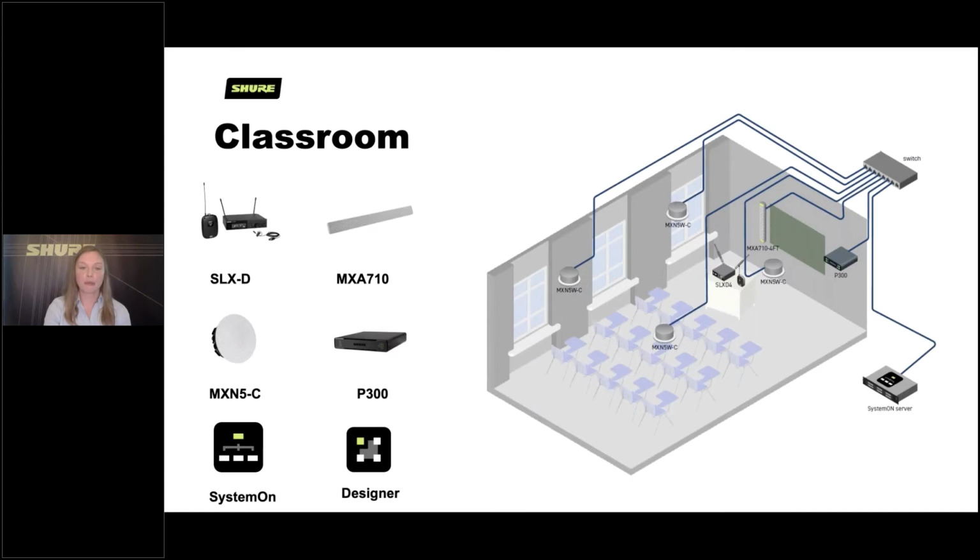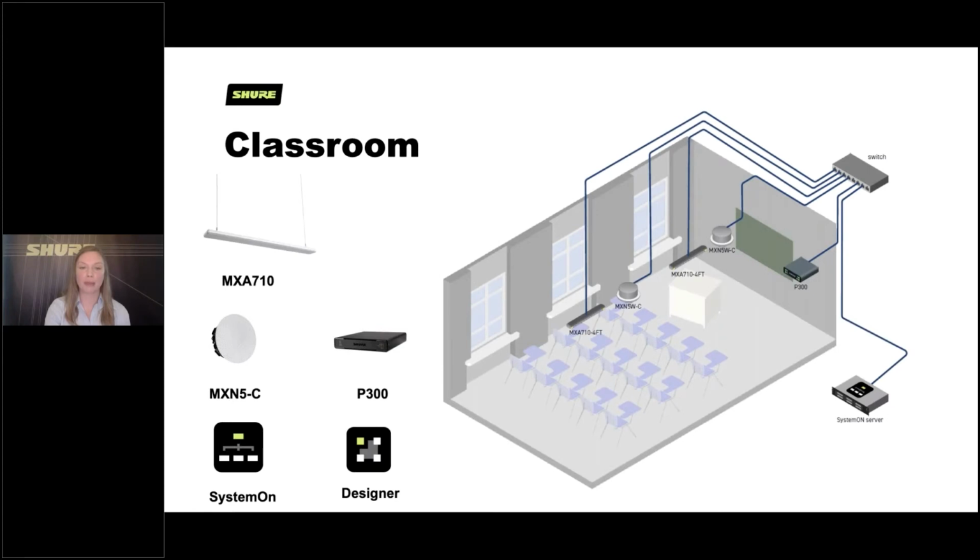Here's another example of a medium-sized space. We've got an MXA 710 on the wall, and we have an SLX-D body pack system for our professor. Again, we can swap that out. We can bring those MXA 710s to the ceiling, and then we can remove the use of the wireless body pack system for the professor and essentially aim our lobes to cover the students as well as the professor area.